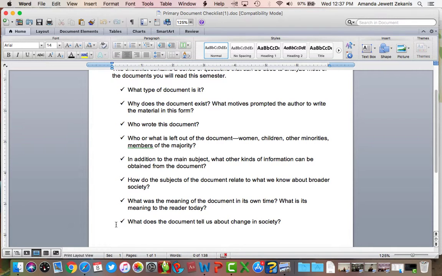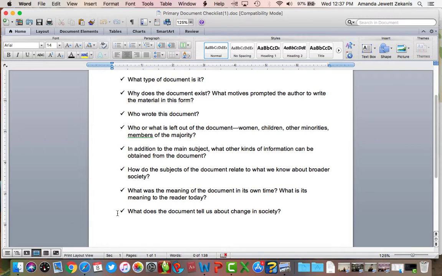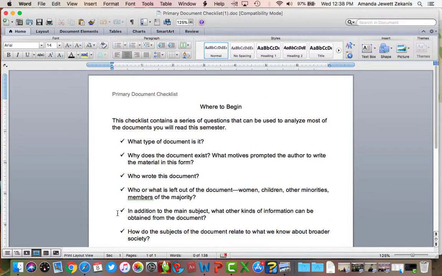And what does the document tell you about change in society, right? So how have things changed since, maybe a previous time we studied? How have things changed now since what we're looking at for that particular week? So just a few things to think about when you are looking at those primary documents.